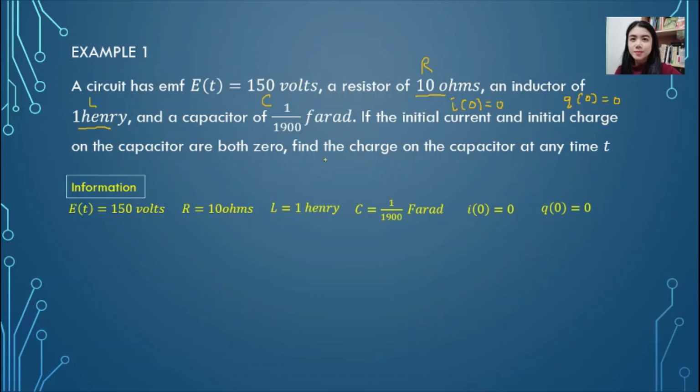Let's look at the question of this example. They ask us to find the charge on the capacitor at any time t. So for the charge, we say that you are going to find Q(t). So this is your question. Once you have obtained all the information that we need from this example, let's begin to solve it.